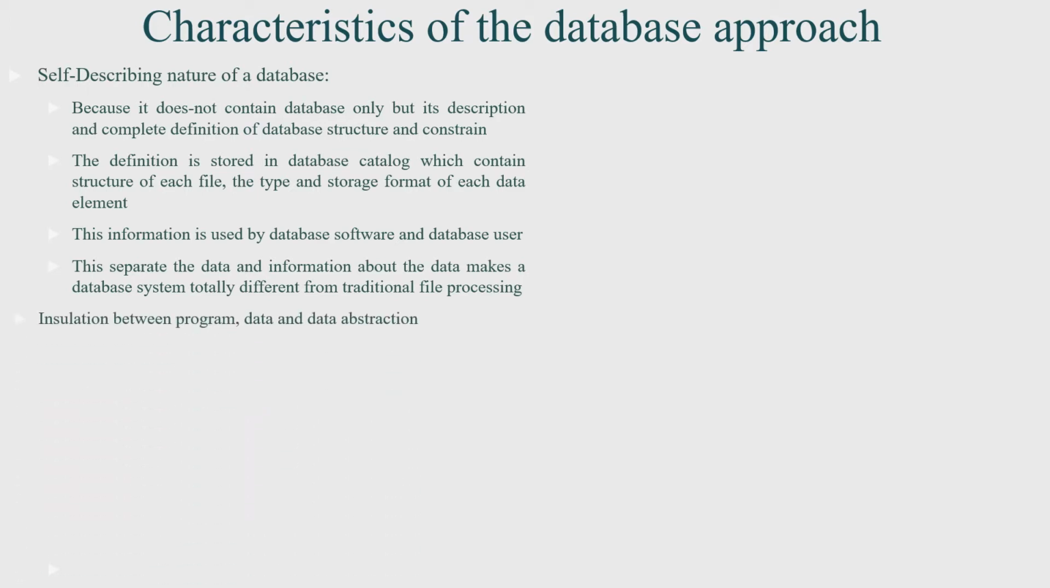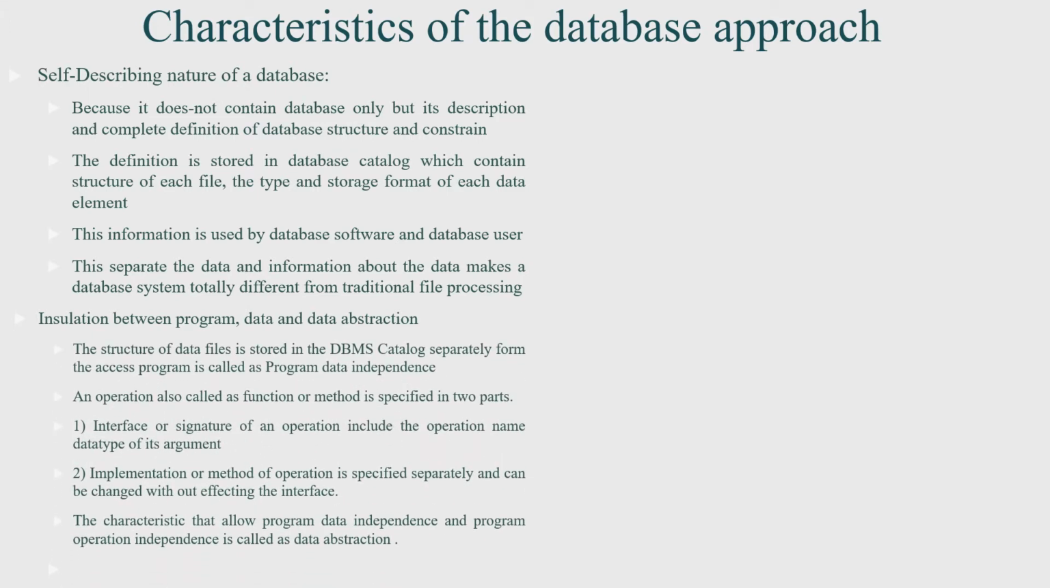The next is the relation between program, data and data abstraction. The structure of the data file is stored in the database catalog, separate from the access programs. For this reason it is known as program-data independence. Here each and everything has its own space, its own part where the data has to be stored or utilized in a system. For that, these things are made in a main accurate entity.